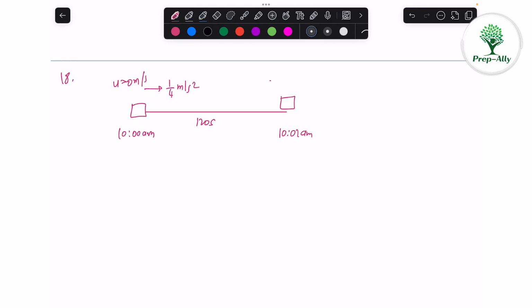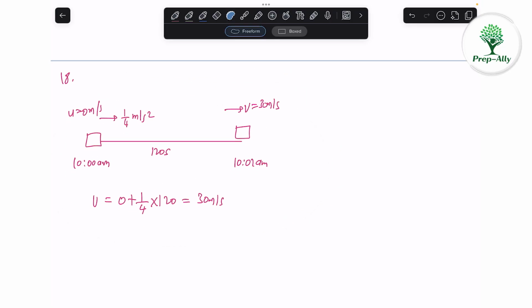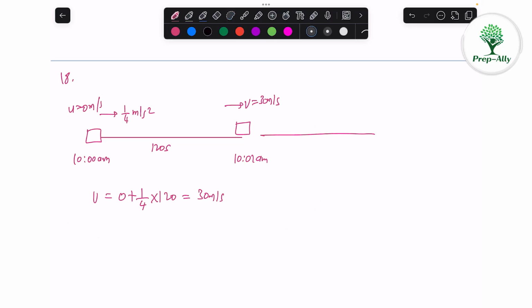And let us calculate the speed here, right? So v is equal to u plus at. So 0 plus 1 by 4 into time, which is 120. So this is 30 meters per second. Okay, and this is 30 meter per second. So now this will move with the constant speed 30 meter per second. It is also 30 meter per second here.